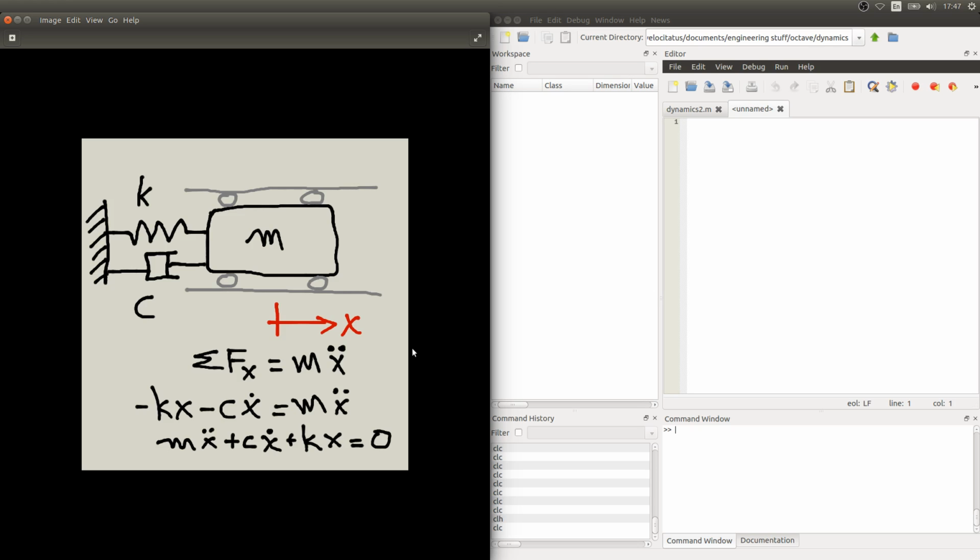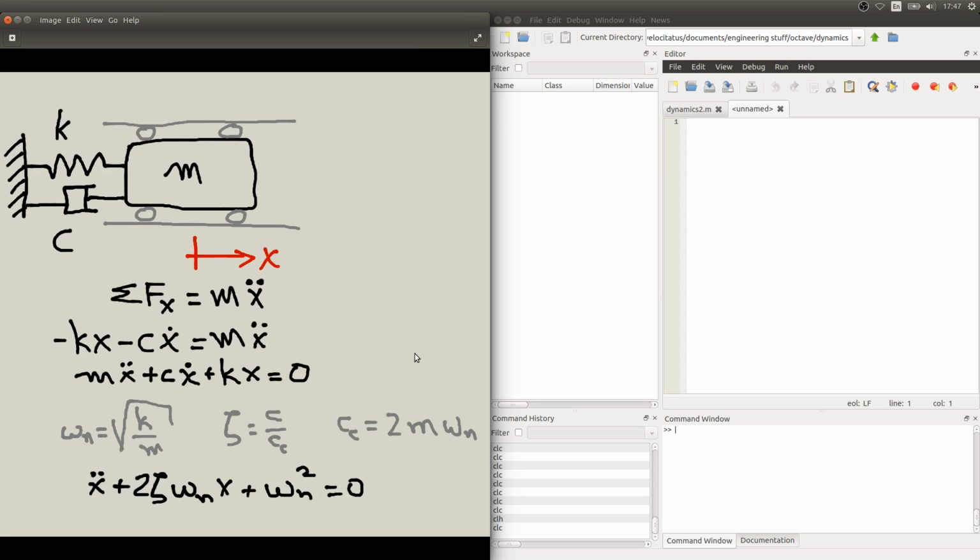Before we go on trying to solve this equation, we're going to rewrite it using a few terms to make it a non-dimensional equation. We've seen before this term, the natural frequency, which is the square root of k over m. We'll also be using this term, which we'll call by the Greek letter zeta, which is the ratio of the damping in our system over the critical damping for our system, where critical damping is given by this expression here. If we plug in these two terms into our equation, we can rewrite it as something like this.